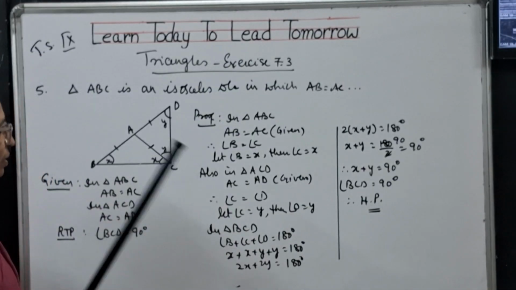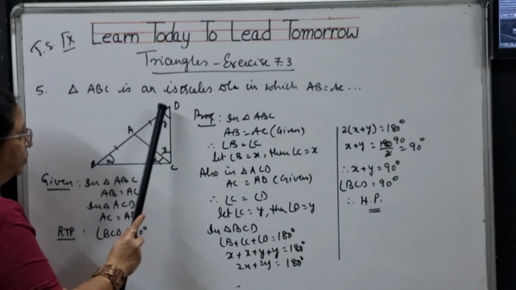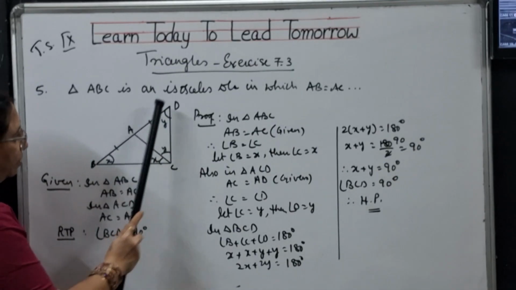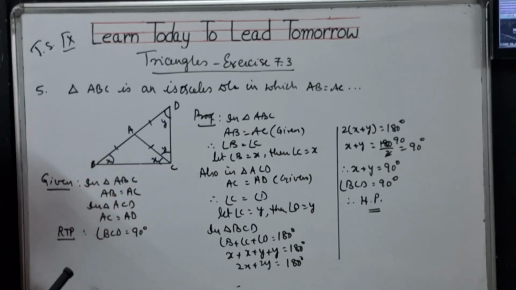So once again, children, there is a triangle ABC in which AB is equal to AC, and BA is produced to D such that AC is equal to AD. Show that angle BCD is 90 degrees, right angle.